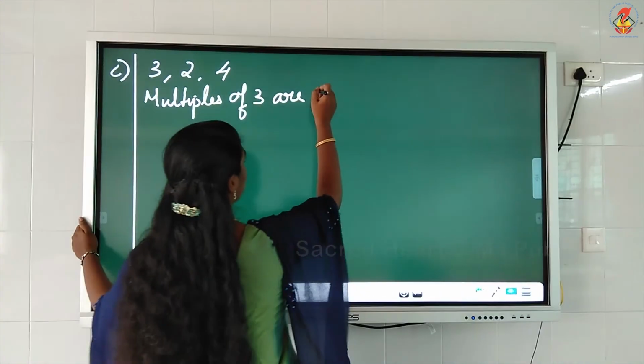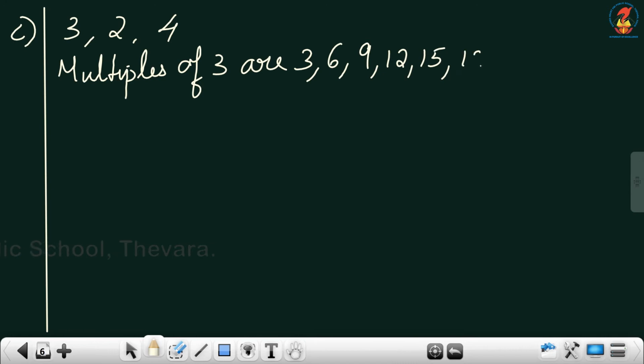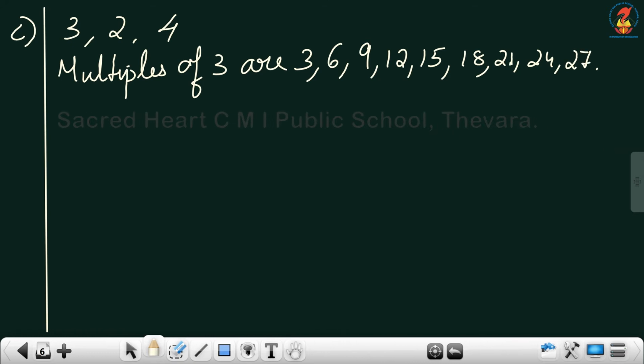Okay. So multiples of 3. 3 ones are 3, 3 twos are 6, sorry, we have missed 9. 3 threes are 9, 3 fours are 12, 3 fives are 15, 3 sixes are 18, 3 sevens are 21, 3 eights are 24, 3 nines are 27, and then 3 tens are 30. Okay, so we are writing till there.